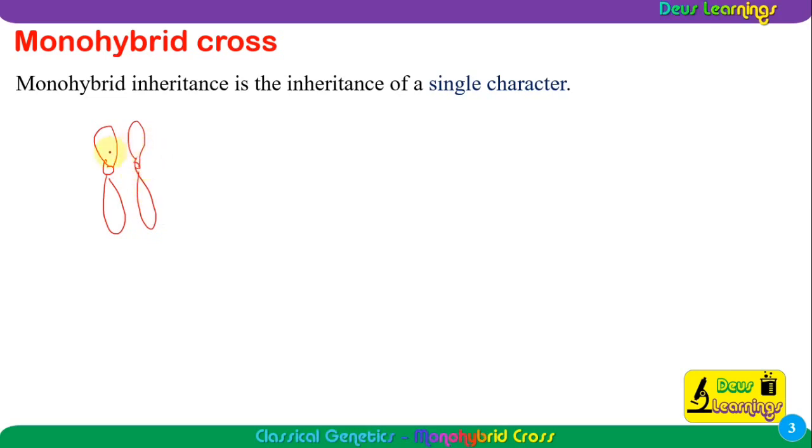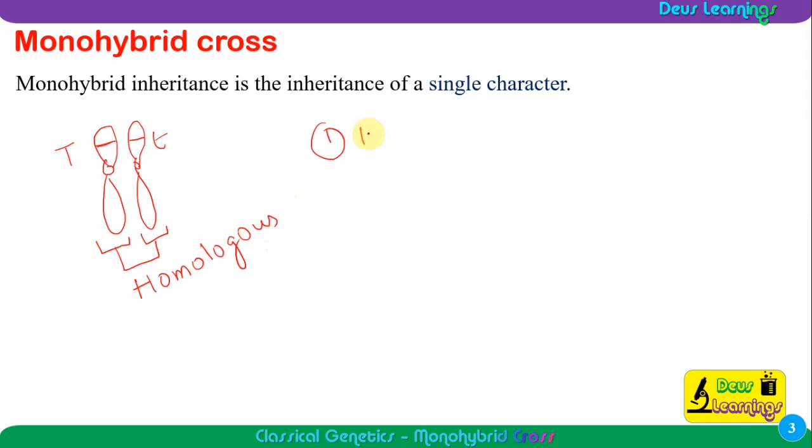For example, let's take plant height. Here we have a capital T, that is dominant, or a small t, which is recessive, right? Both of these are in homologous chromosomes. That's important to understand. So these two homologous chromosomes carry them. There are two alleles, but the character they are carrying is a single character. So it's an inheritance of a single character.